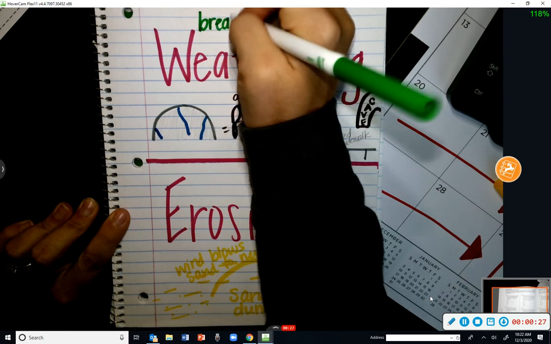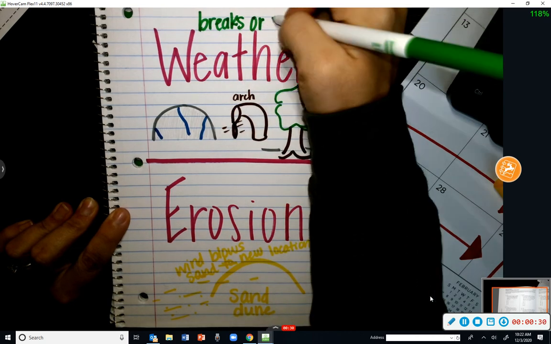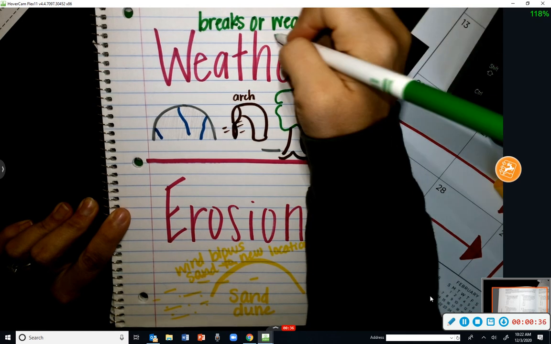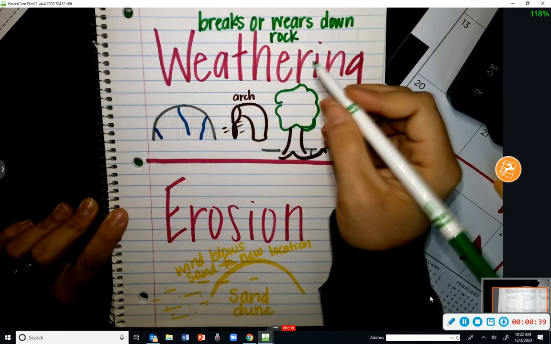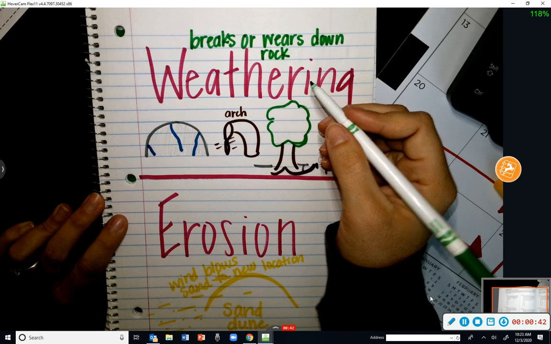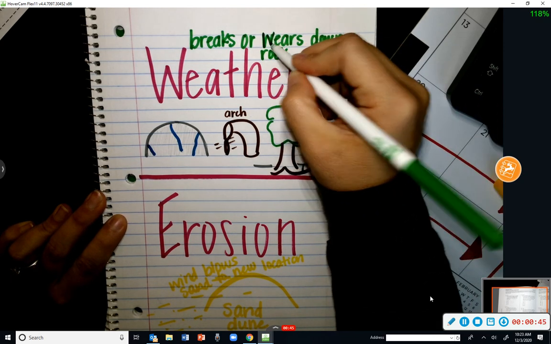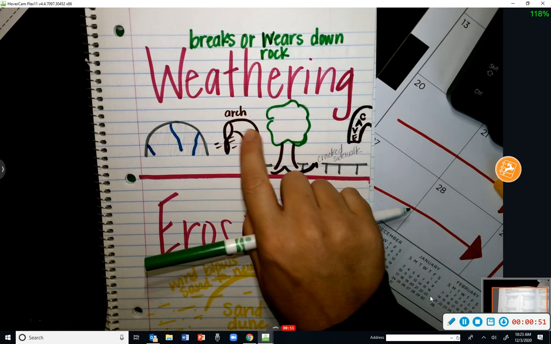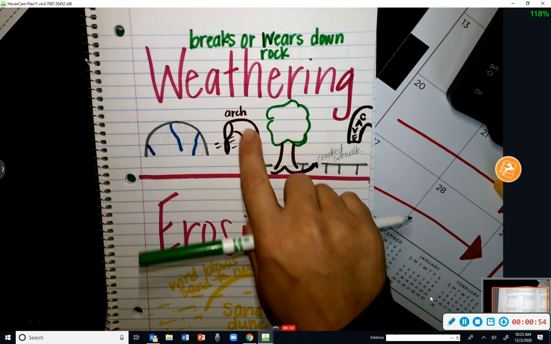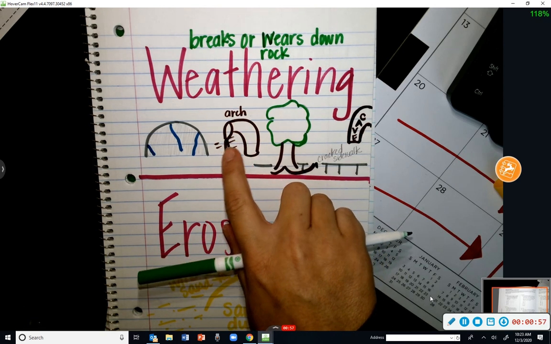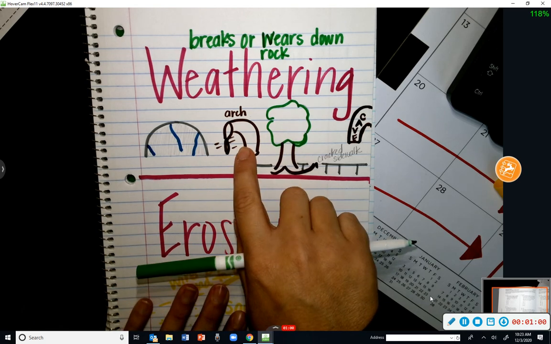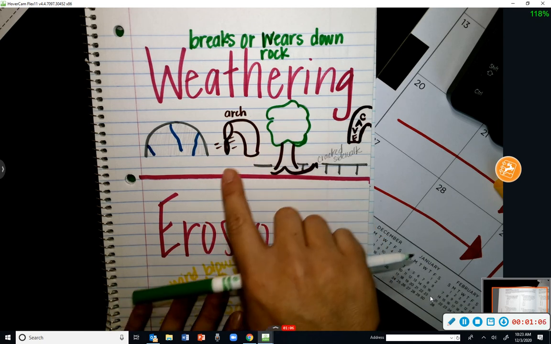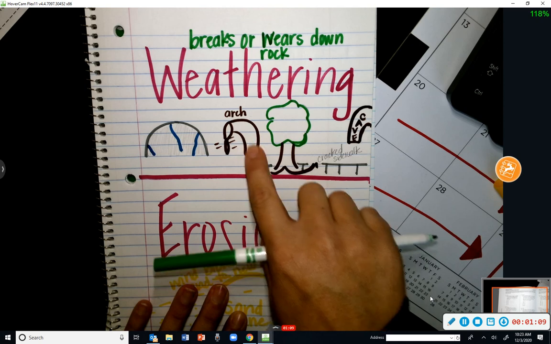Breaks or wears down rock, or any type of rock formation like a cave, a sidewalk. This formation, you might see like a big rock formation out in the desert, and it leaves this gap in there because the wind has blown rocks and sand and sediment up against it, and it eventually wears it away to where there's this funky shape.